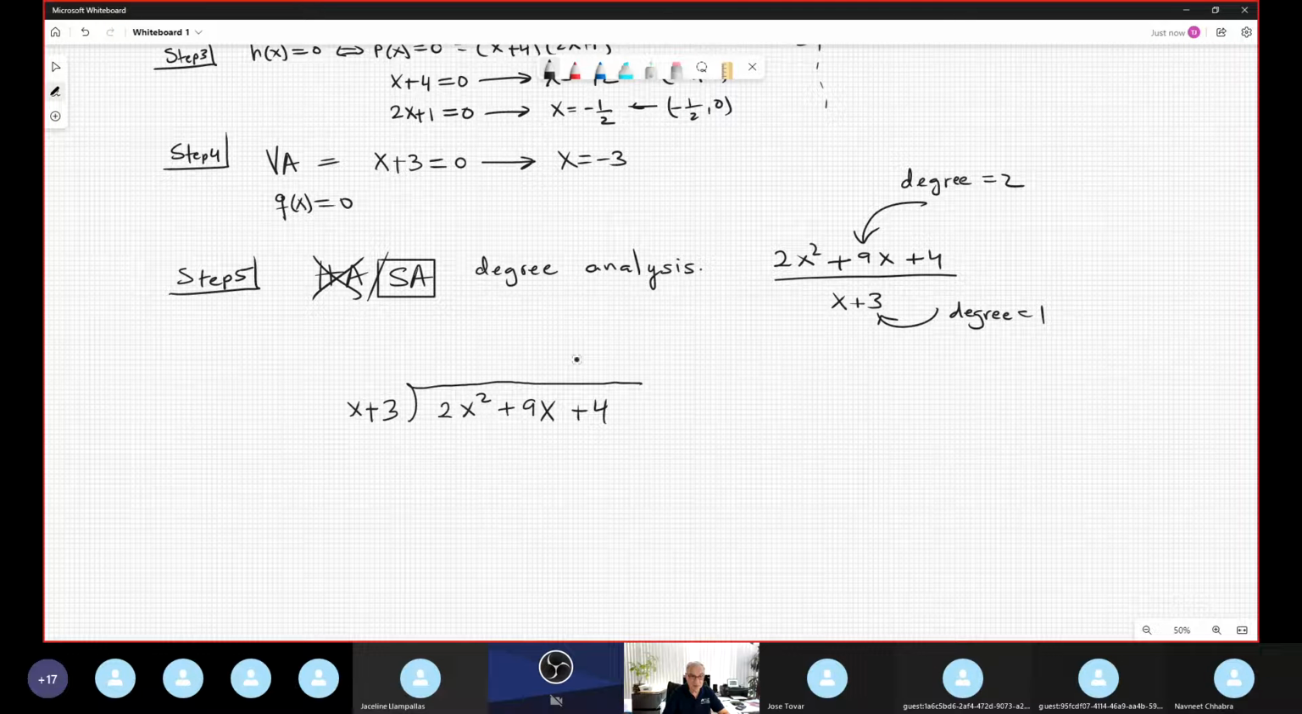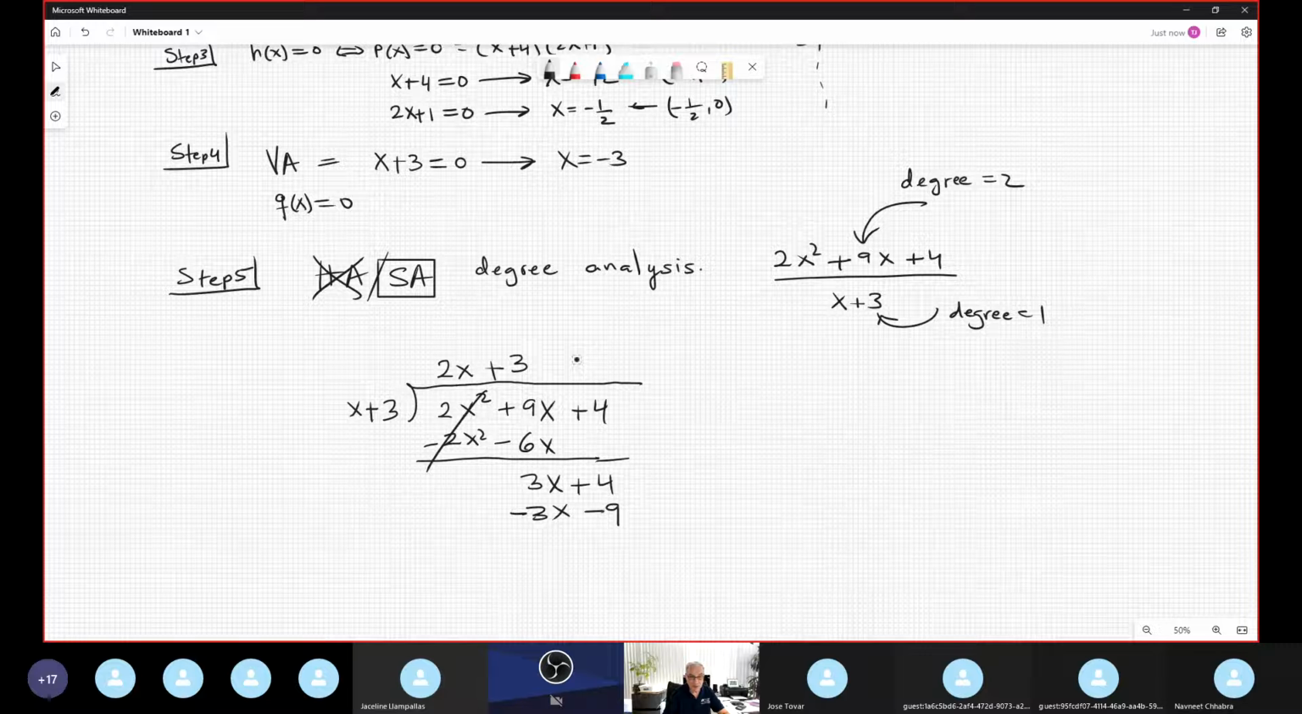The expression, I multiply by x. That gives me 2x squared, 2x. And 2x times x is 2x squared, and 2 times 3 is 6x, positive, right? But by subtracting, you change the sign of everything. That part is gone, and we have 3x. I finished? No, not yet. I bring down 4. Now it's plus 3, because 3 times x is 3x, and 3 times 3 is 9. By subtracting, you change the sign. This is canceled and it's a negative.